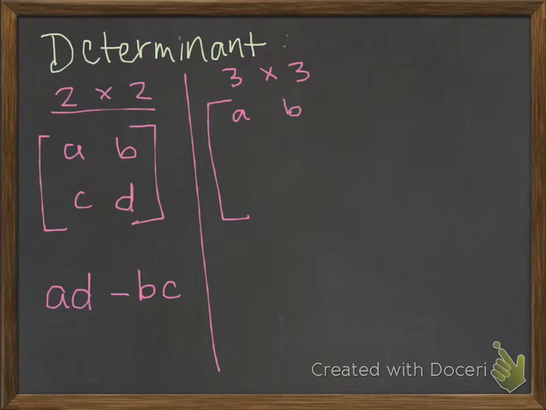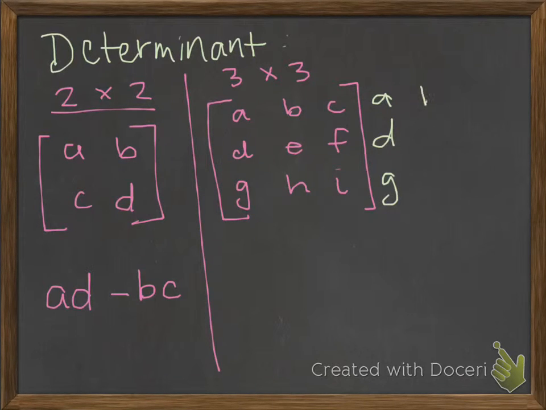So here we have A, B, C, D, E, F, and G, H, I. So the first thing that we do for 3 by 3s when we're finding the determinants is whatever the first two columns are, you're going to simply take them as is and copy them over, just as you see. So after you write the columns like this, we're going to create the same diagonal. So notice for that 2 by 2, we want left and then we want right. So we're going to follow that same process here.